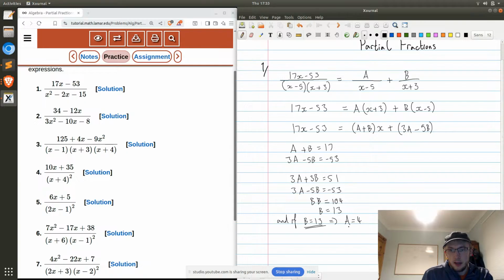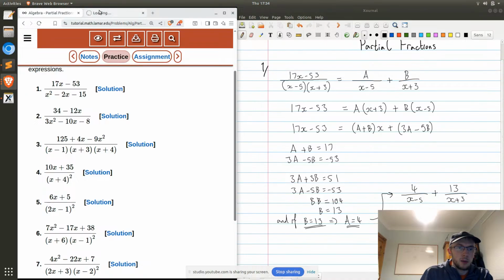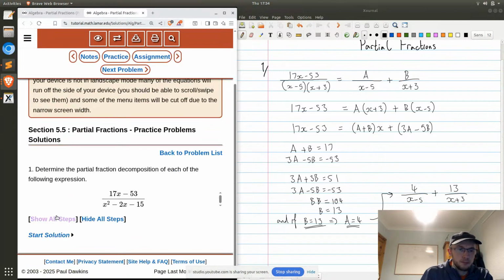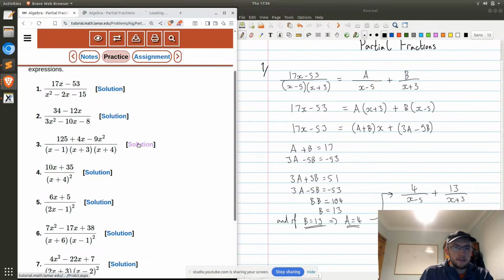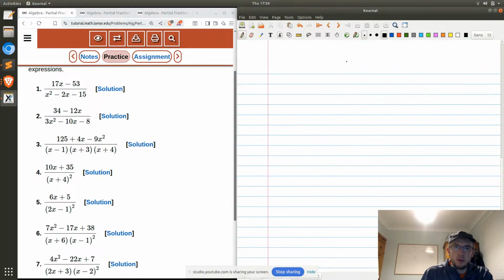And the full partial fraction decomposition will look like this. If I spell it all out, 4 over x minus 5 plus 13 over x plus 3. And we check. And you can see that's correct. So I'll load up the next two. We'll try the next two.